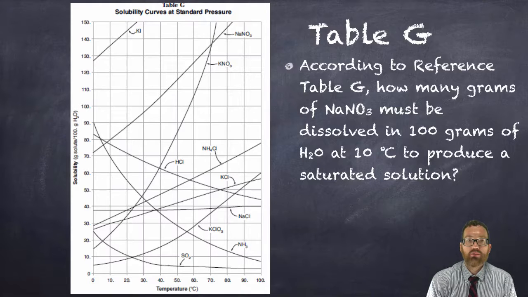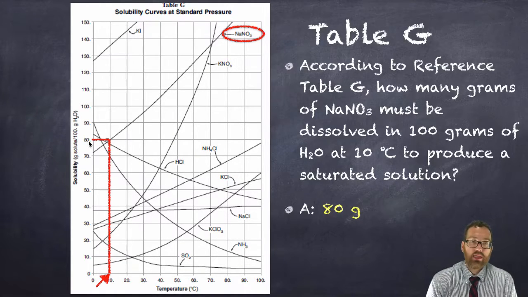So here's our first practice question. According to Reference Table G, how many grams of sodium nitrate must be dissolved in 100 grams of water at 10 degrees Celsius to produce a saturated solution? So the first thing we need to do is find amongst all these lines where sodium nitrate is, and it's up here. Next, we need to go to the temperature that the question is telling us. We're at 10 degrees Celsius, so I put my finger on 10 degrees Celsius, and then I go up until I reach that sodium nitrate line. And then I read over, and it says 80. So my answer here is 80.